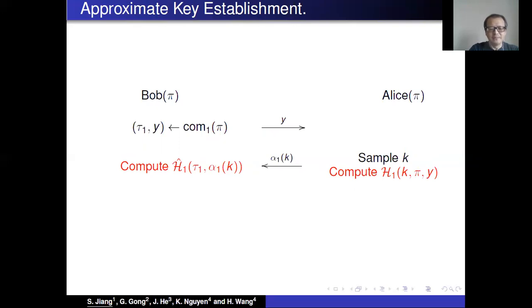In this case, Bob starts first. He commits to the password and outputs Y, where the commitment is Y and the witness is tau 1. He sends Y to Alice. Alice then samples a secret key and computes the projective hash of H1 K pi Y, and sends the projection key to Bob. Bob then uses tau 1 and the projection key to compute an approximate hash. Normally these two values are approximately equal.